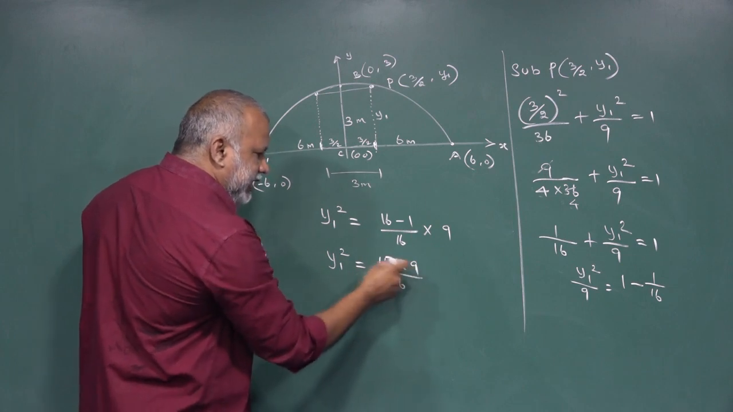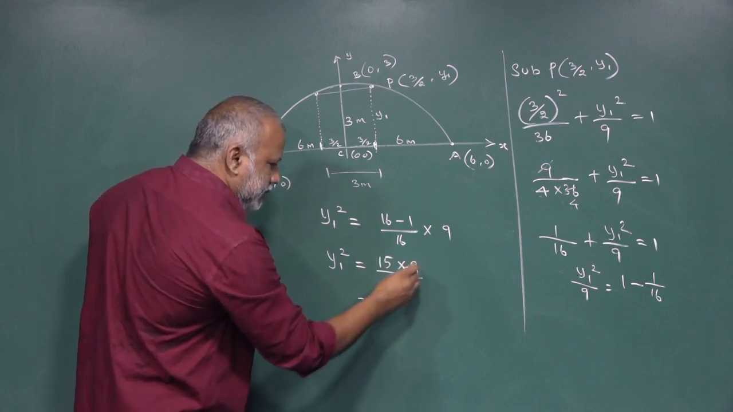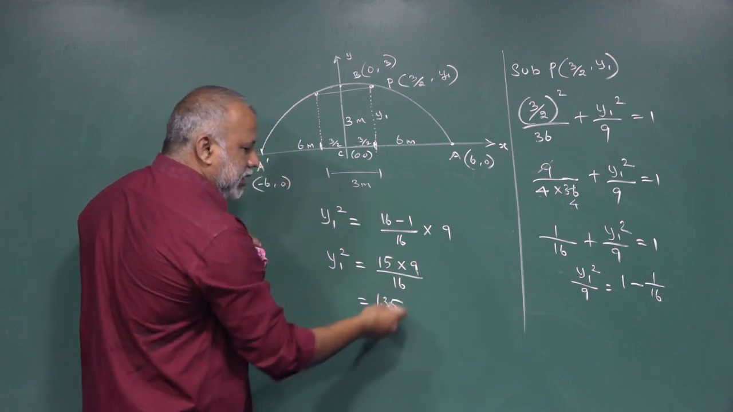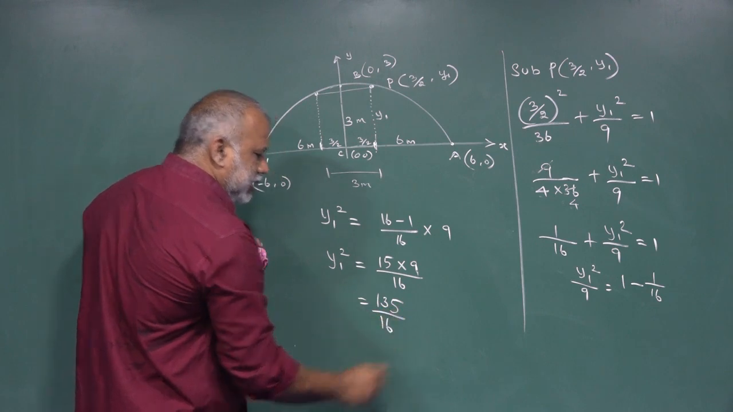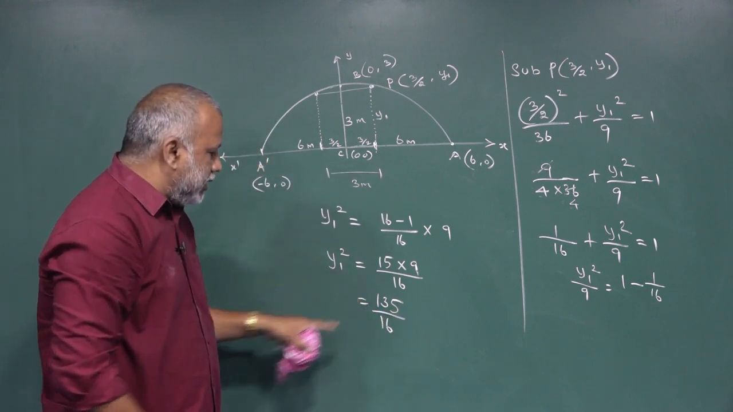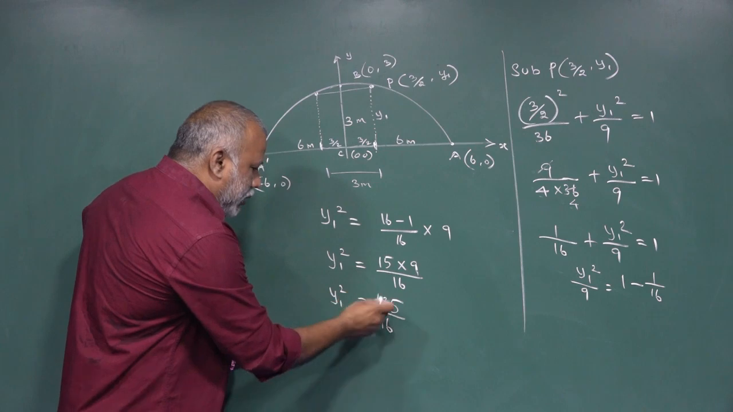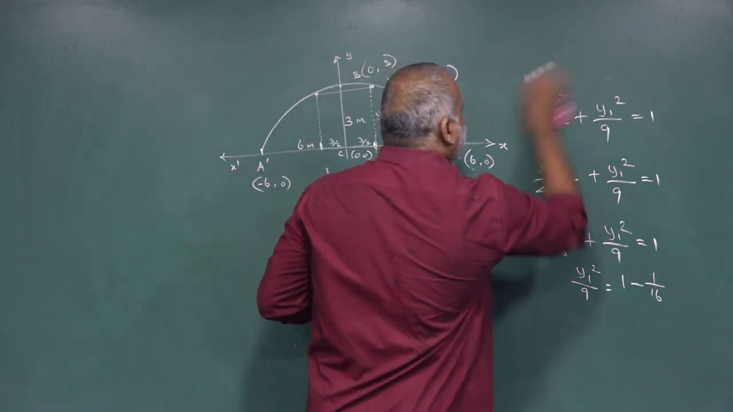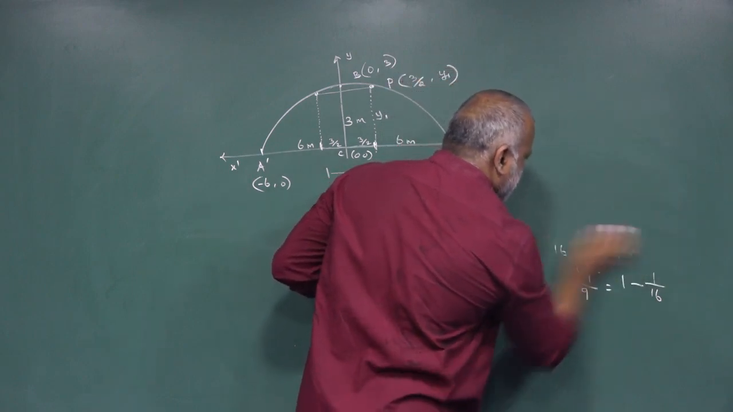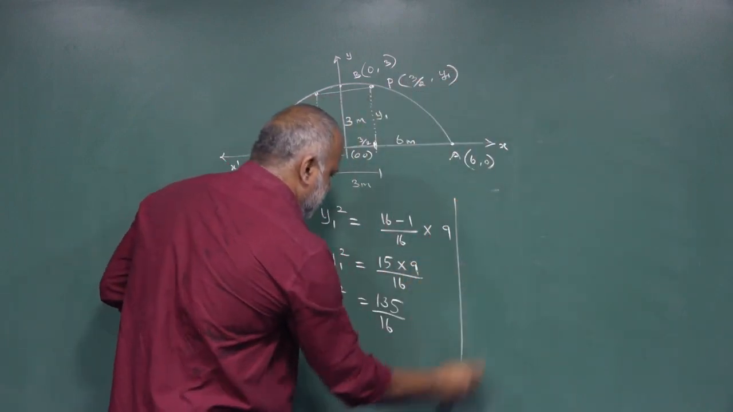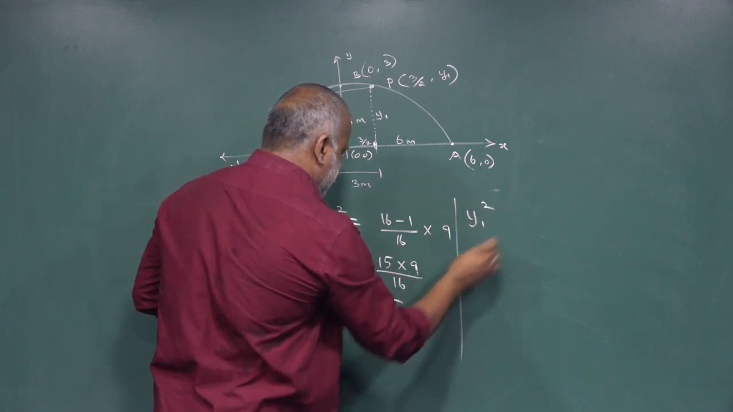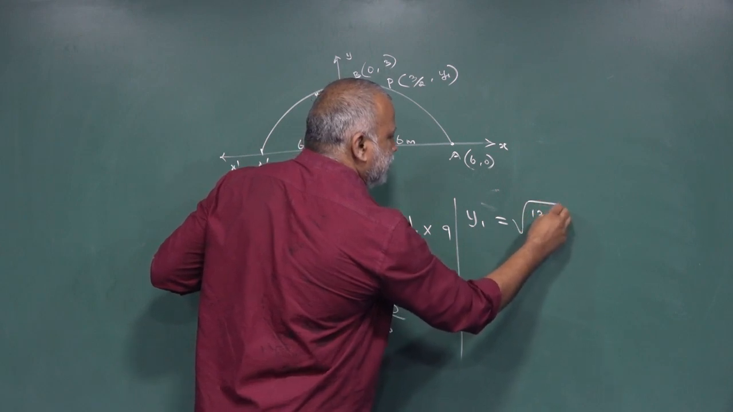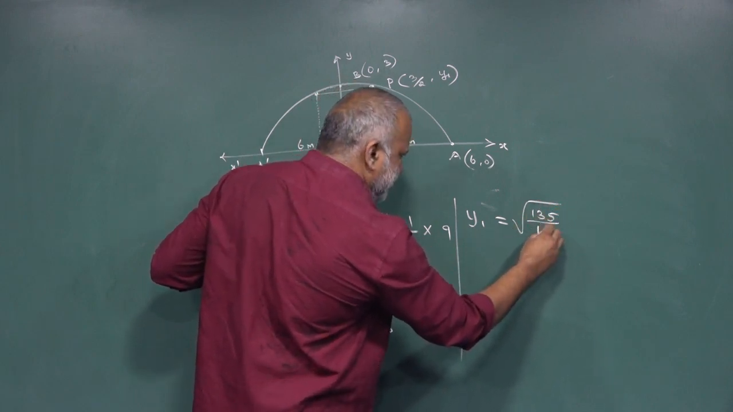That means 15 times 9, which is 135, divided by 16. This is the value of y1 squared. So y1 squared is equal to 135 divided by 16. We need y1, so simplify this data. y1 equal to, take the square root, square root of 135 divided by 16.